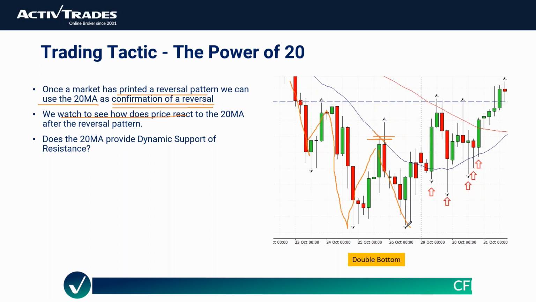But then what happens is we print a double bottom, which is in itself a reversal pattern, and traders, depending upon their aggression, might already start to get long here. But then initially we see that price struggles to get above the 20, but once it starts to close above, the 20 flips. The 20 flips from being resistance to now being support. And that's what I want you to focus on.